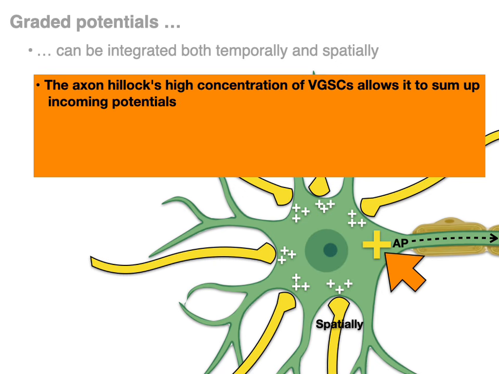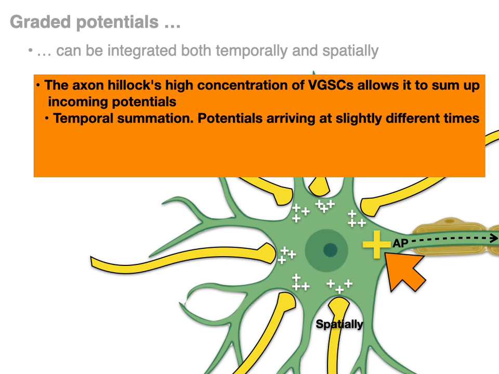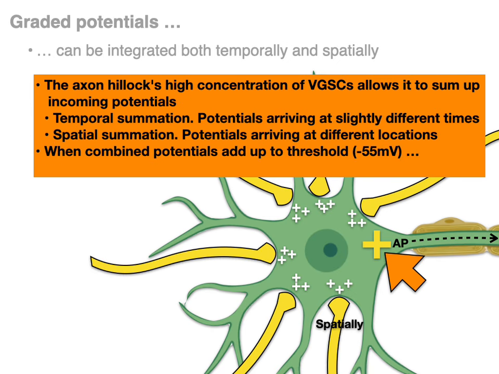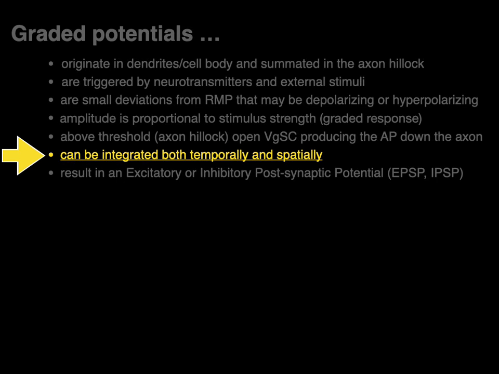And so what we see is the axon hillock's high concentration of voltage-gated sodium channels allows it to sum up incoming potentials, either temporally, potentials arriving at slightly different times, or spatially, potentials arriving at different locations, either of which, when combined potentials add up to threshold, negative 55 millivolts, the voltage-gated sodium channels in the axon hillock open, initiating the action potential that spreads down the axon.